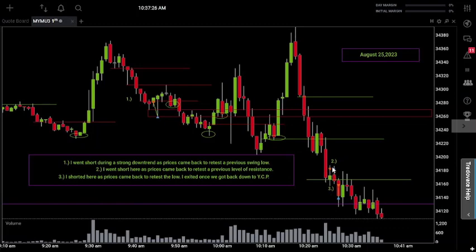But unfortunately, this trade did come back to stop me out at break even on the very next candle, which was okay. You know, I was like, look, if we actually break back down below this major swing low and we come back to retest it, I will take that short trade.